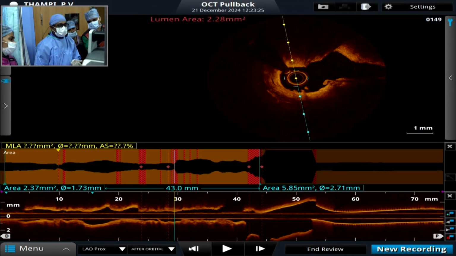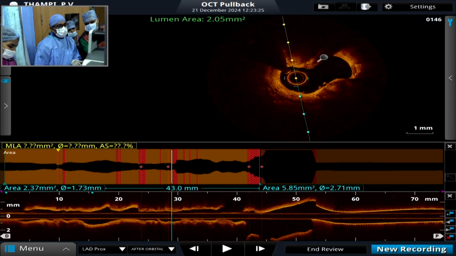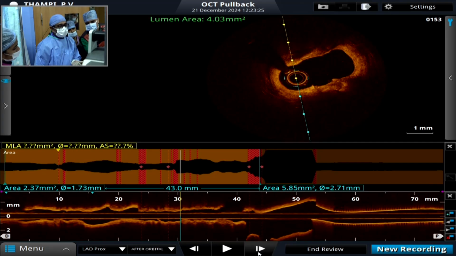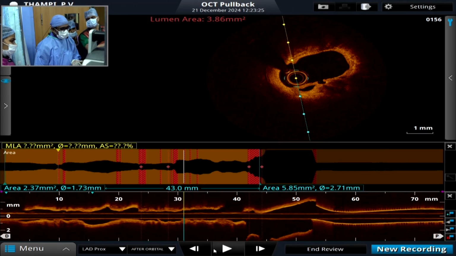Here you can see that this particular nodule at 12 o'clock position, nothing has been done. This also, nothing has been done because the imaging catheter appears to be away from that. So nothing much has been done over there. And this is one area.